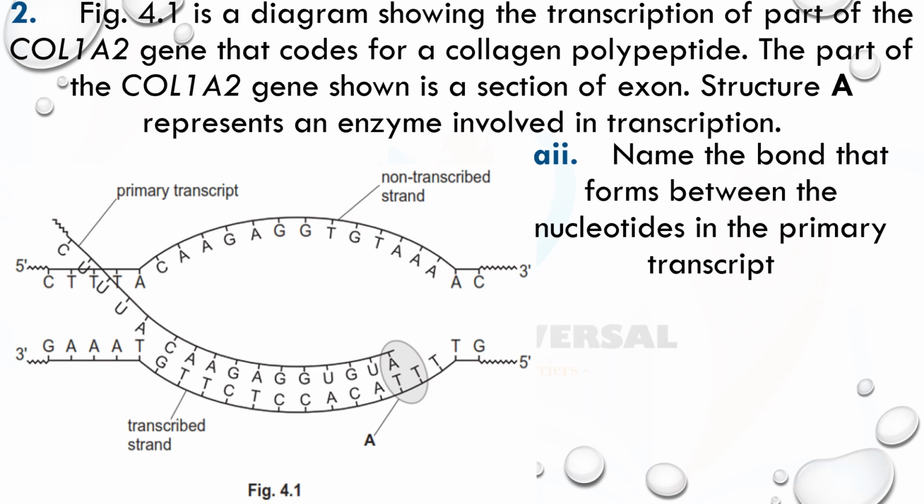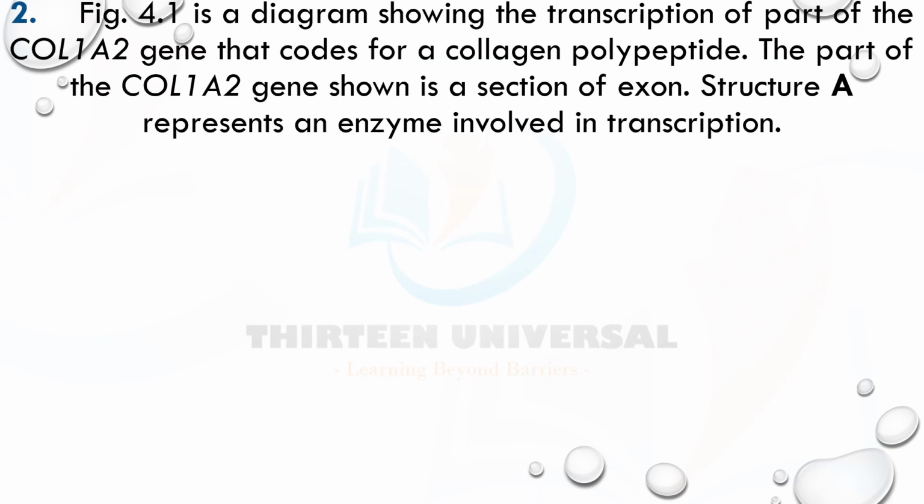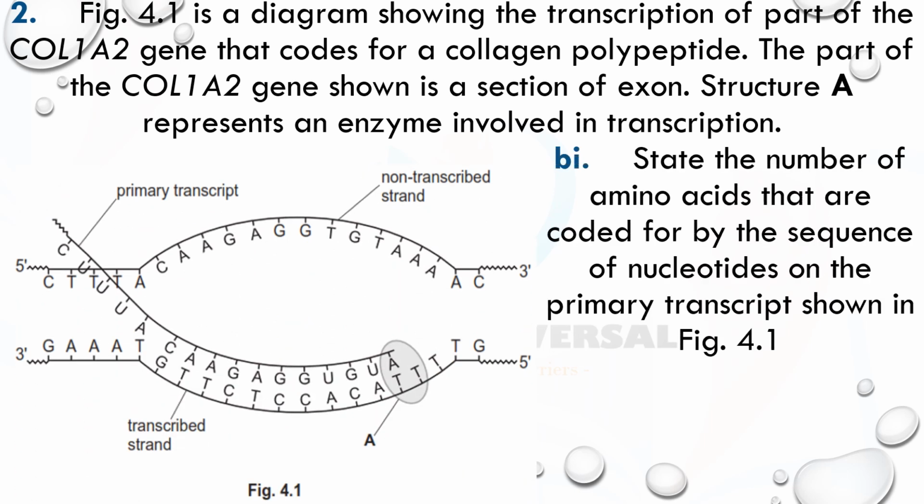They ask another question. Name the bond that is formed between nucleotides in the primary transcript. So which bonds are formed between nucleotides? These are simple questions we should know. Which bonds are formed between two nucleotides? Of course, the phosphodiester bond. Let's look at the next question.